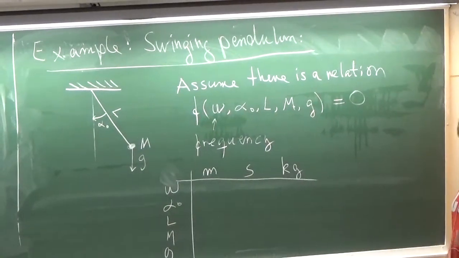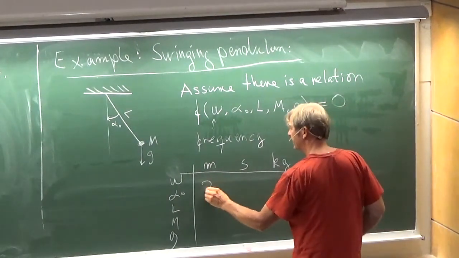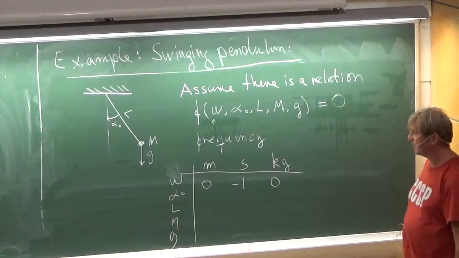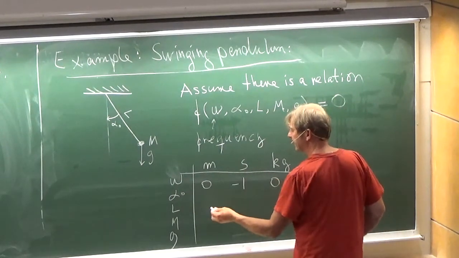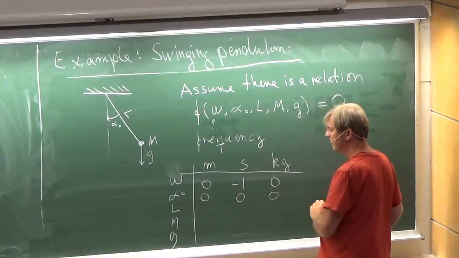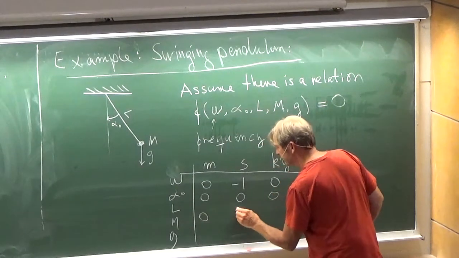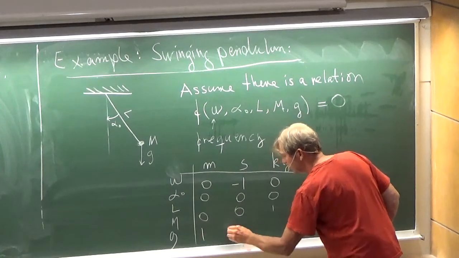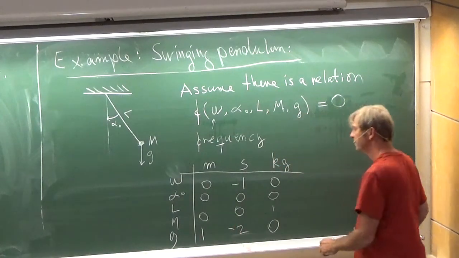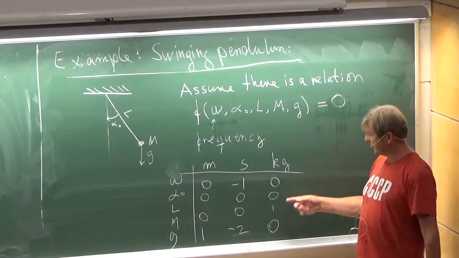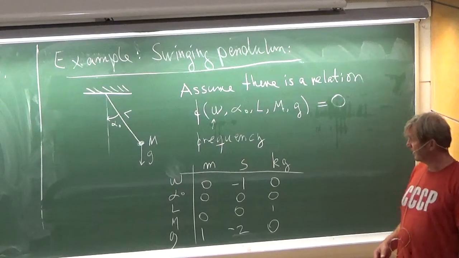Frequency is number per second, so that's the one that goes in here. And then we have this initial angle, which is dimensionless, so it has zeros all over. Mass is, of course, mass. And g is meter per second squared. So now we see quite easily that these three vectors are linearly independent.